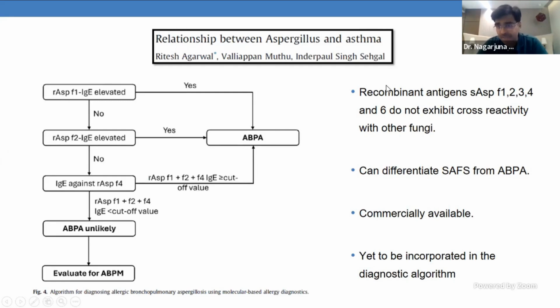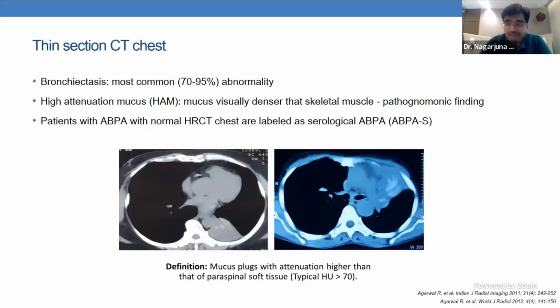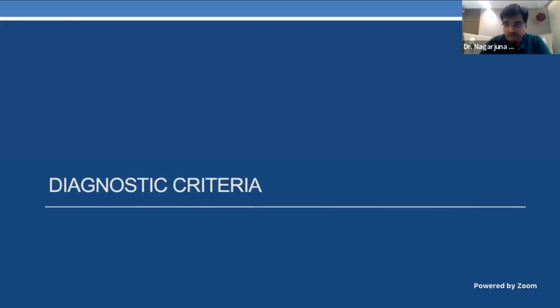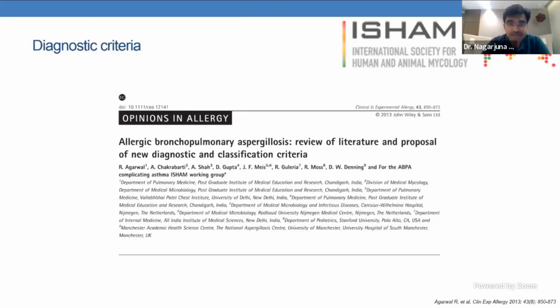They have a very high specificity for diagnosing ABPA and differentiating SAFS from ABPA. However, I would like to reiterate that this has not yet been incorporated in the diagnostic algorithm. CT, I would not talk about because it has been covered. Now that you understand the tests for diagnosing ABPA, how to incorporate them to form diagnostic criteria.